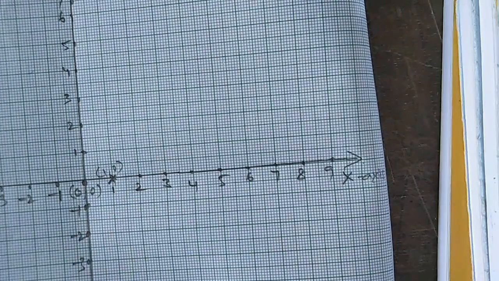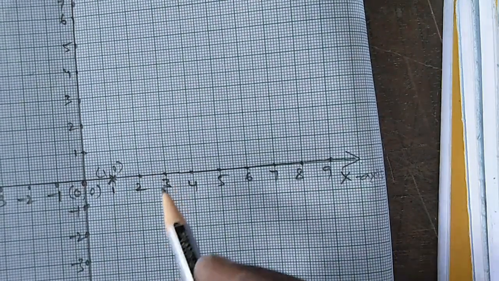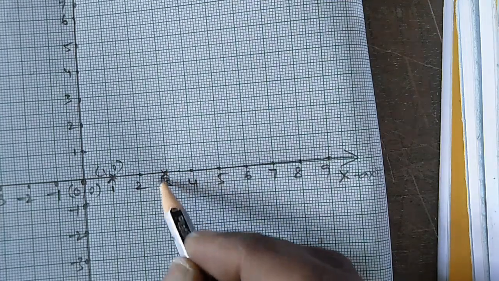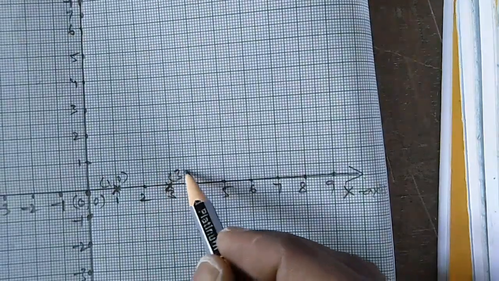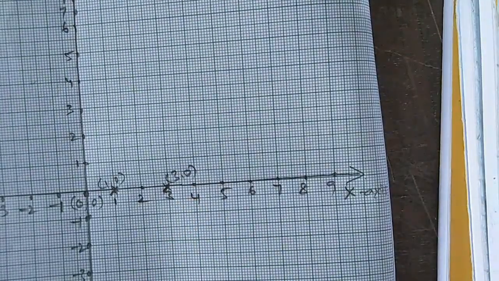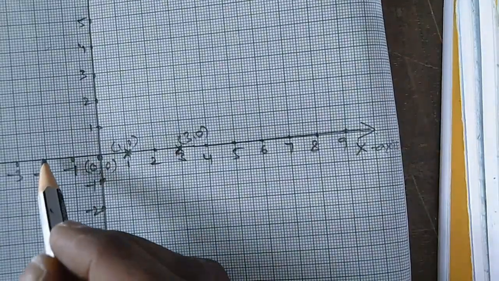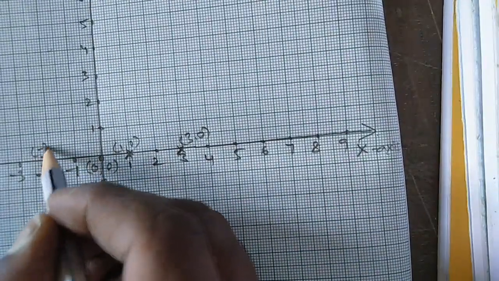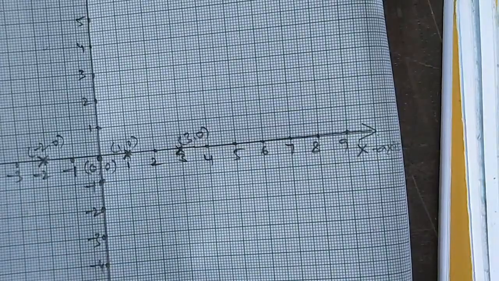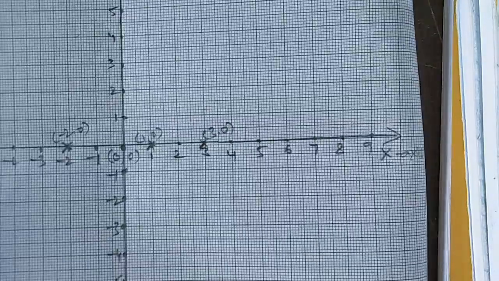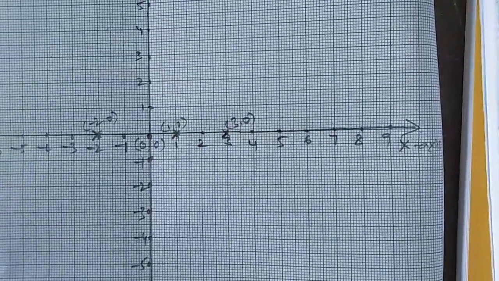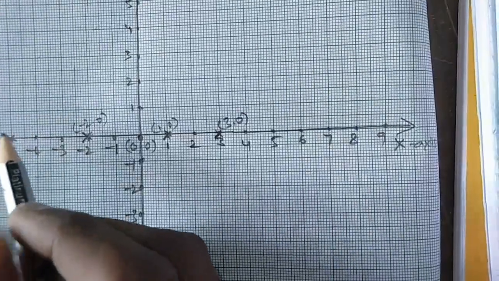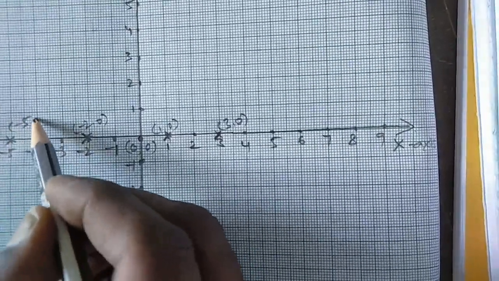That's all. Next 3, 0. That means on the x-axis 3, y-axis value will be 0. So here this is 3, 0. Next -2, 0. So -2 is here, and the y value will be 0. Next -5, 0, on the left side only. So -5 is here. -5, 0 means here it will be -5, 0.